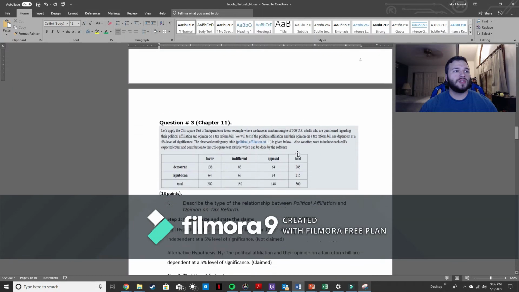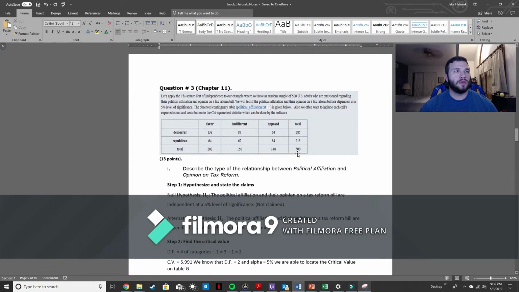Moving on to question number 3. We're given some information here, told to apply the chi-square test of independence to our example. We have a random sample of 500 U.S. adults who are questioned regarding their political affiliation and opinion on tax reform bills. We are testing if the political affiliation and their opinion on a tax reform bill are dependent at a 5% level of significance. The data is put into this contingency table here.